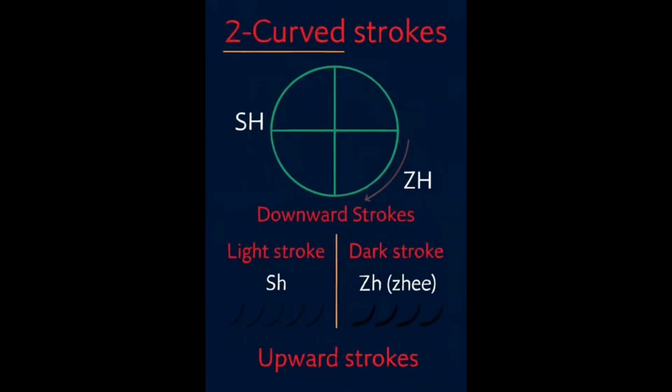SH is a light stroke. ZH is a dark stroke. Example: television. Sound: television. They share the same curve but differ in thickness.